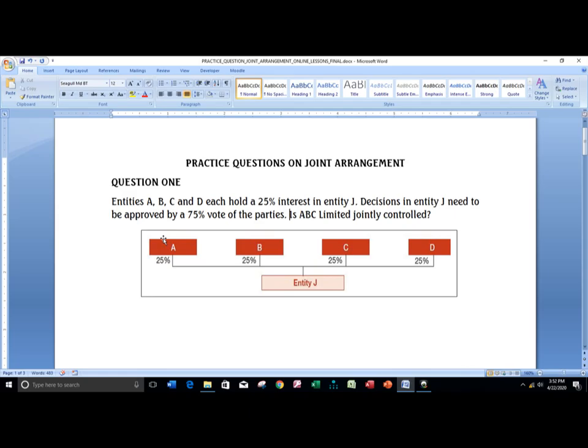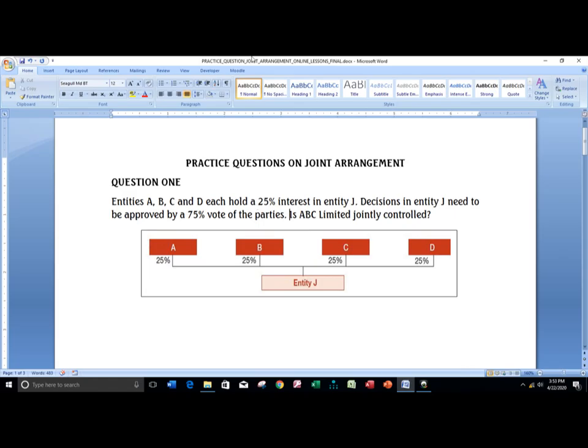Now 75%. If we combine A and B, we will have 50%. Decision cannot be taken. B and C, 50%. They can't go ahead and take any decision. The same also applies to C and D or other possible two-party combinations. But if we extend it to three entities coming together, will they meet up with that 75%? Yes. A, B, C can come together and they will have 75%. B, C, D can come together and they will have 75%. A, C, D, and any other three combinations will give you that 75%.